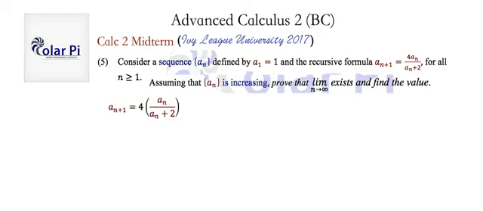So our solution starts by first writing what we're given for a_{n+1}, which is recursively defined like this, and then observing that a_n is bounded. That's to say, as n goes to infinity, this quotient right here, a_n divided by a_n plus 2, goes to 1. So a_n is bounded by 4 times 1, which is 4.